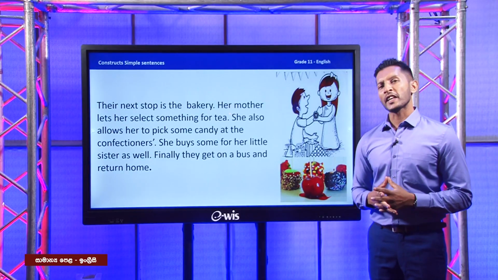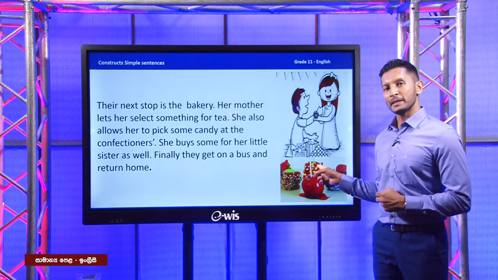What do you mean by confectioner's? Yes, confectioner's is the place where we buy sweets or candy. You can see that in the picture.